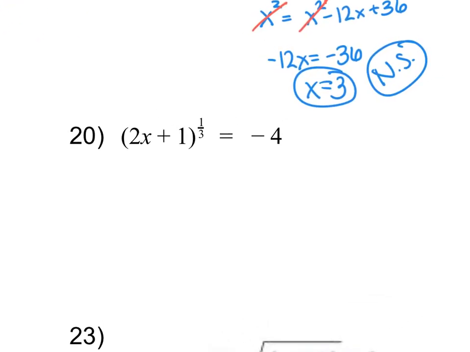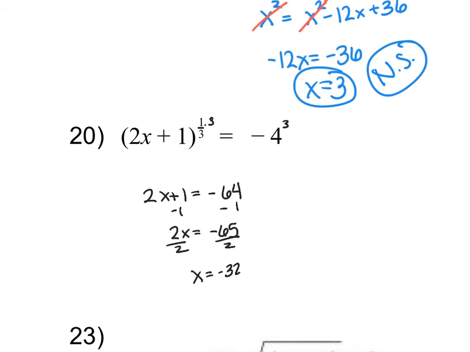Number 20, we're going to go ahead and cube both sides. So this is 2x plus 1 equals negative 64. Then we're going to go ahead and, let me just double check that, yeah. Minus 1, so we have 2x equals negative 65. We divide by 2. We get x equals negative 32.5.